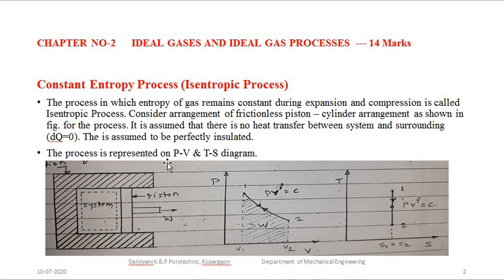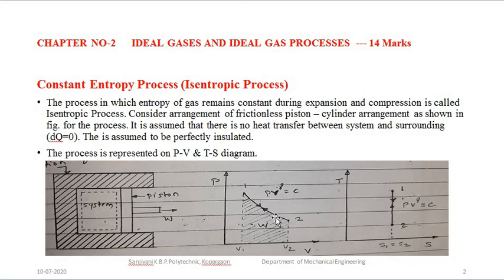The process is represented on the PV diagram and the TS diagram. We can have two types of processes, that is the constant entropy expansion process and the constant entropy compression process. Now, we have represented this process on the PV and TS diagrams. From the initial state point to the final state point, we go along this particular line, that is the expansion process, where the pressure is decreasing while the volume is increasing. So we have this particular curve.